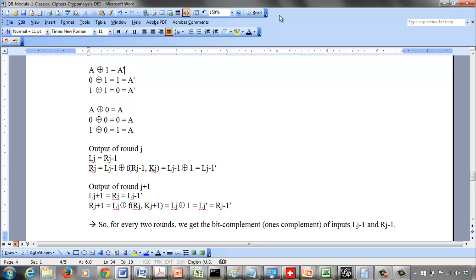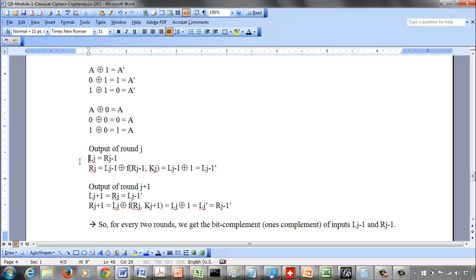So anything XORed with 1, we get A prime. So L_{j-1} XORed with 1, we get L_{j-1} prime, simply the complement of L_{j-1}. So now let's go to the following round, j+1.